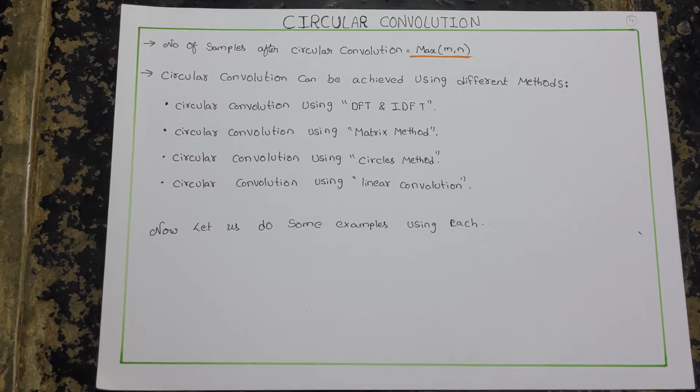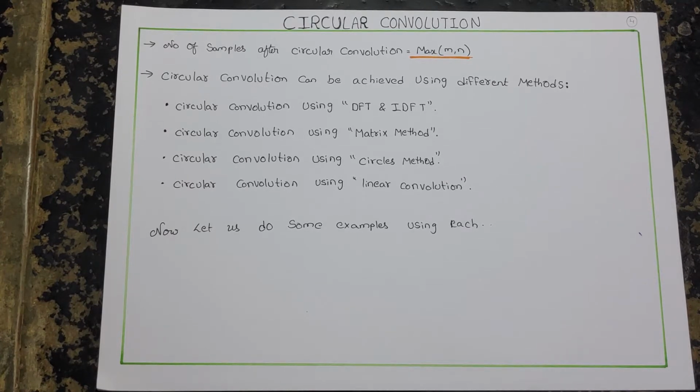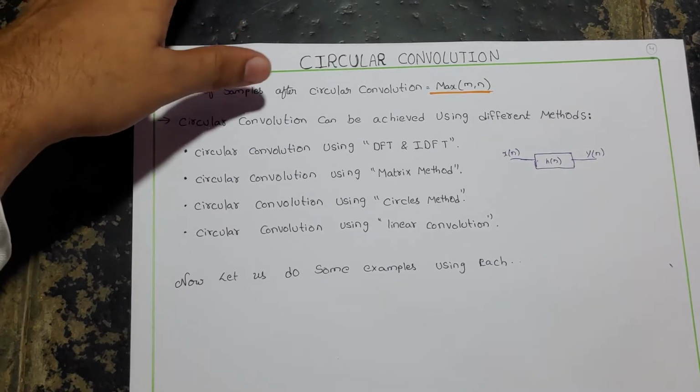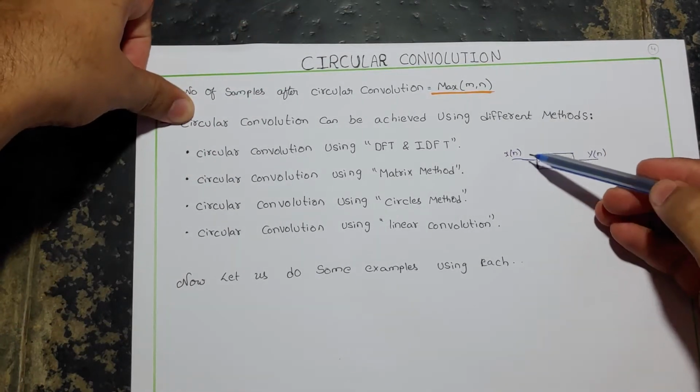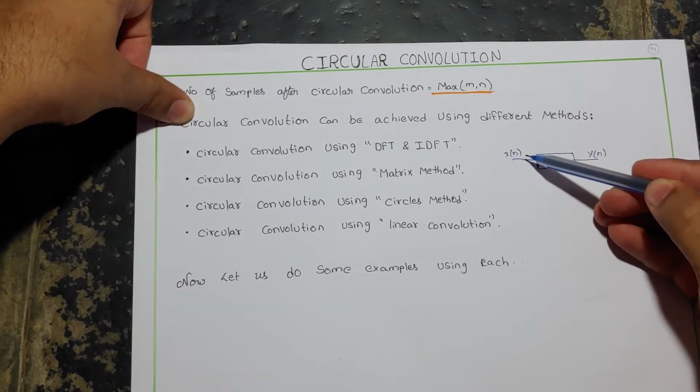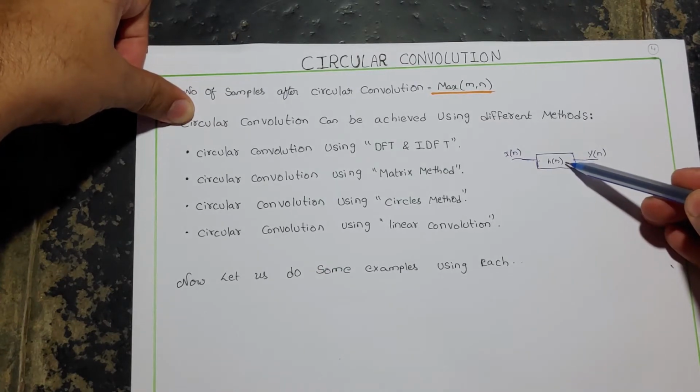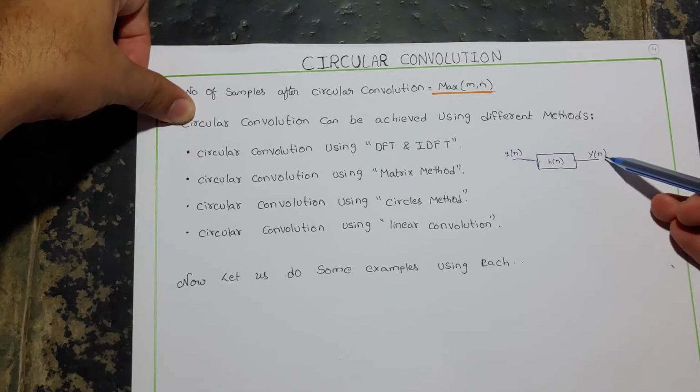First of all, let us learn what a convolution is. A convolution is a mathematical operation that produces a third function that expresses how the shape of the given function is changed by another function. That means here the input of the system is x of n, the system function is h of n, and the output is y of n.